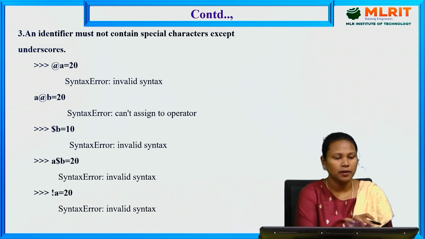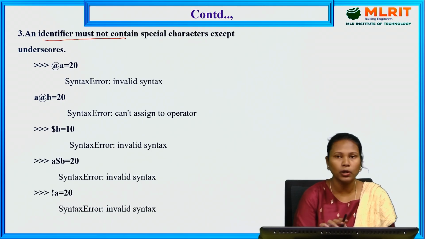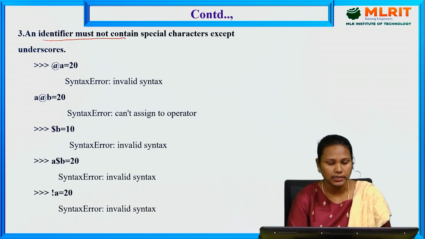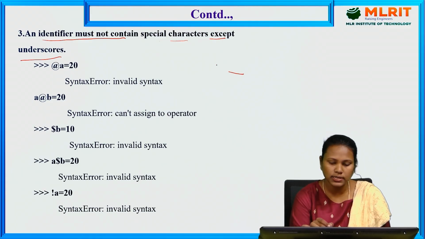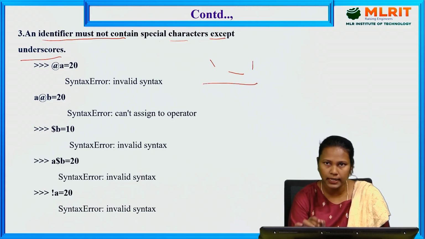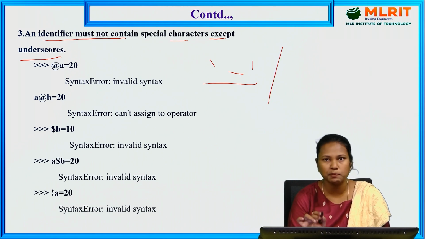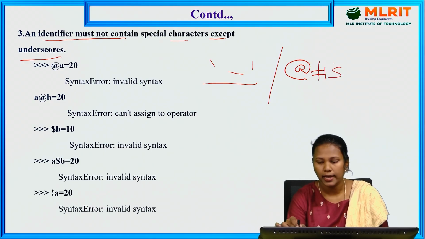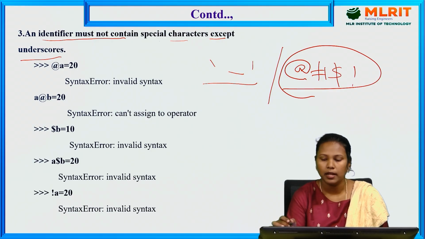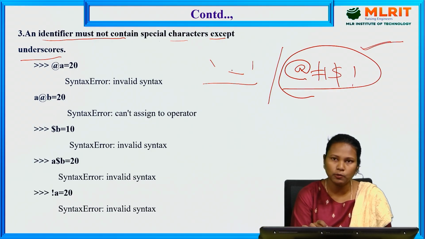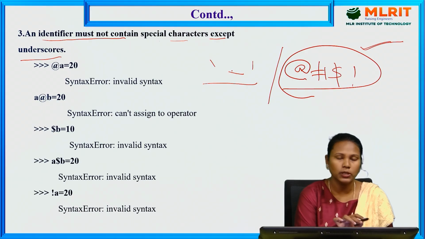Next one, an identifier must not contain special characters except underscores. Underscore is a special character. For defining an identifier, we can use underscore, but not the remaining special characters. Remaining means at the rate, hash, dollar, exclamation mark. We can't use these for defining an identifier. We have to use the underscore only. So this is the third rule.